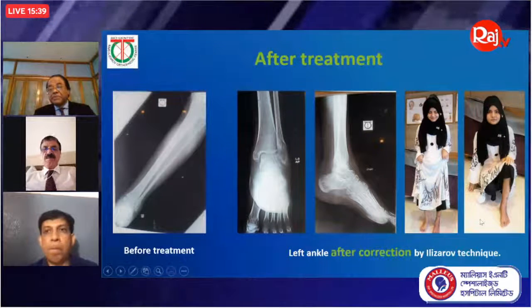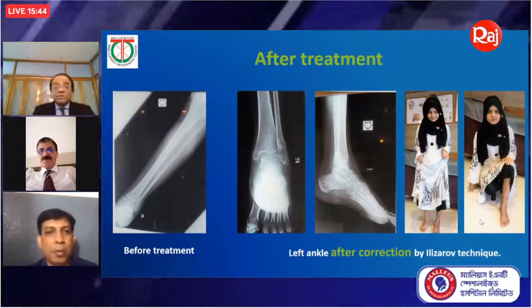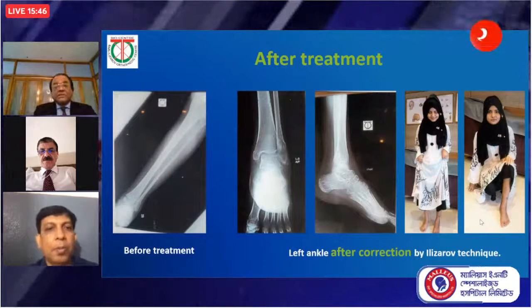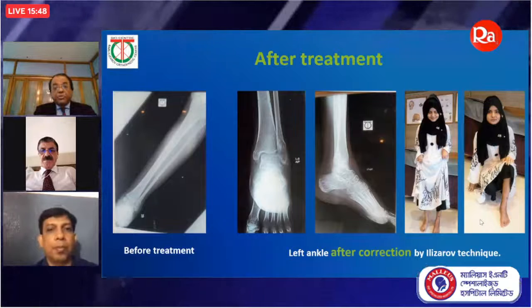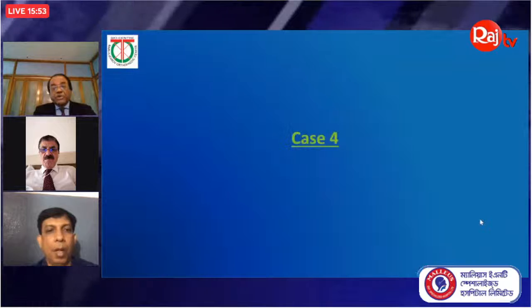So these are the fractures of the ankle. You can nicely reduce them and put the Ilizarov, and you can have a very good result, outcome, and long-term follow-up.